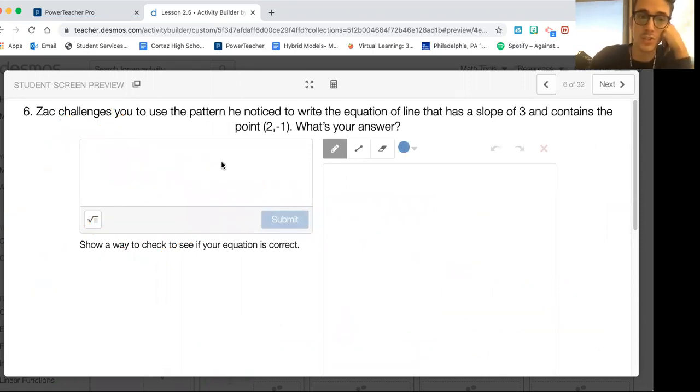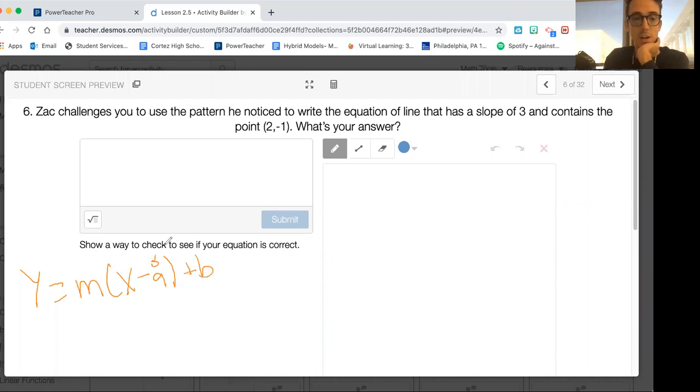All right, Zach challenges you to use the pattern he noticed to write the equation of the line that has a slope of 3 and contains the point 2, -1. Show a way to see if your equation is correct, okay? So I'm just gonna rewrite what point slope form looks like. I know that it's y equals m times x minus a, plus b, where this is our x term, which I'll call x of 1, and this is our y term, which I'll call y of 1.